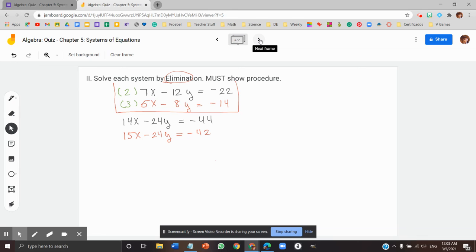If I were to add them, it's just going to give me a bigger negative number. So I have to subtract them, right? I'm going to do this in another color. If I subtract them, that means I have to change the sign of everything that I have in that equation.